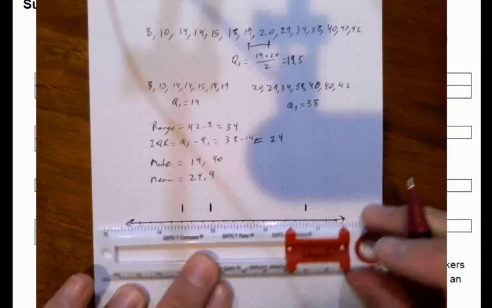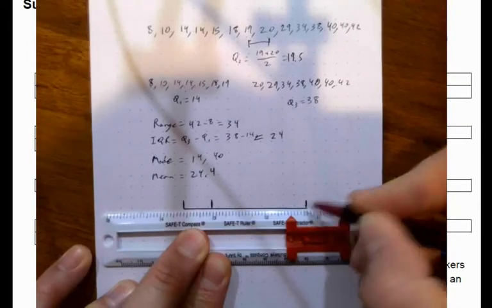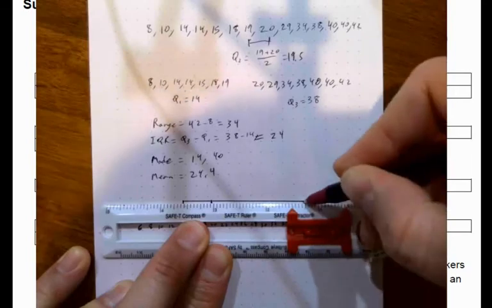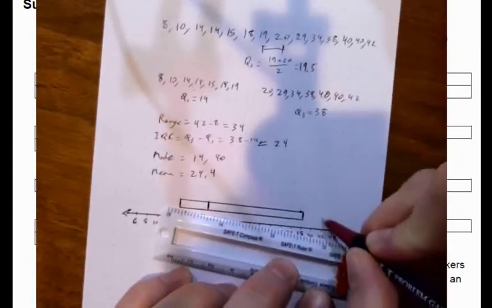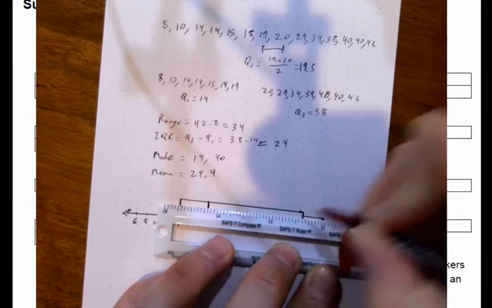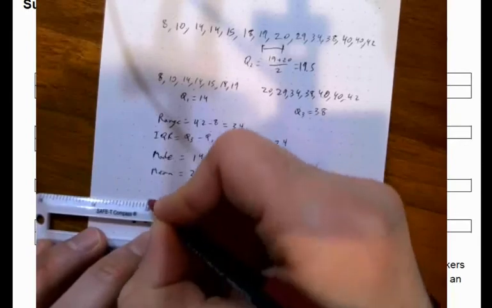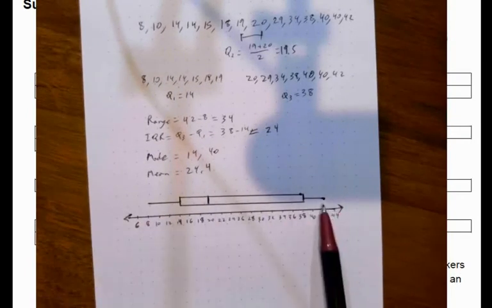Now that I have all of those, I can create my box for my box and whisker plot. So here's my box. Now I have to create the whiskers, and they go up to 42. So 42 is right here. And they go down to 8. So 8 would be right here. So that's my box and whisker plot for this first set of data. No arrows on it, just a point to a point. That covers everything for that.